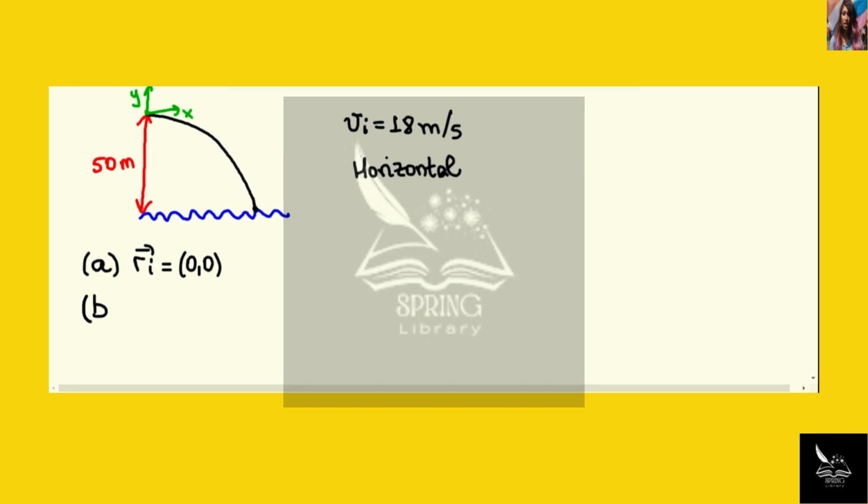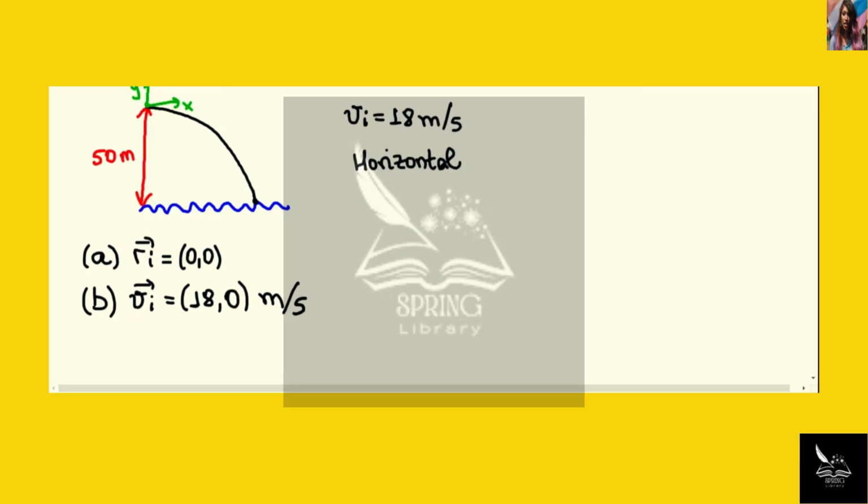In question B, we have to find what are the coordinates of the initial velocity. Notice that the initial velocity is horizontal because the rock was thrown horizontally. So there must only be a component in the x direction. So it's 18. All of the speed is in the x direction and nothing in the y direction.